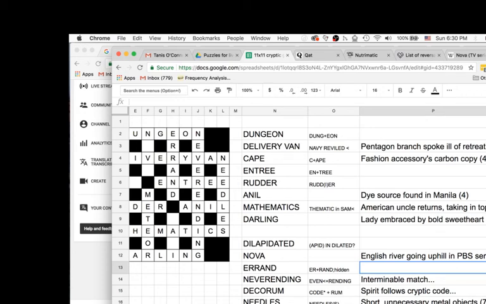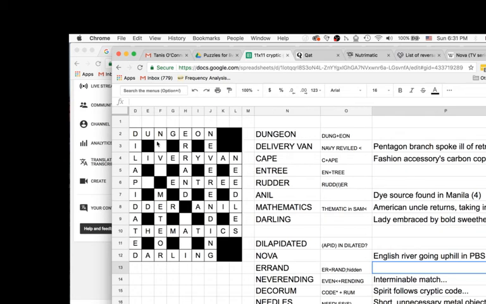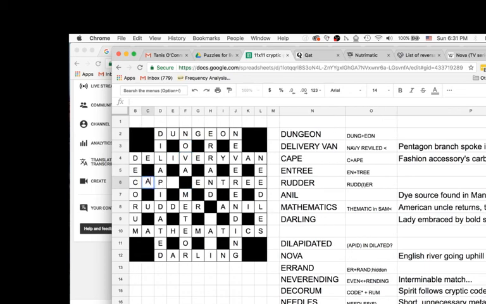Somebody commented, is it okay to have Navy as a part of the wordplay for delivery van and as an entry? And that's a good point. If I had gone with Navy, that probably would have been a bad idea, and hopefully my test solver would have caught it. But I wound up with Nova, which obviated that problem. Let's fill in those parts of the grid that I don't have yet.